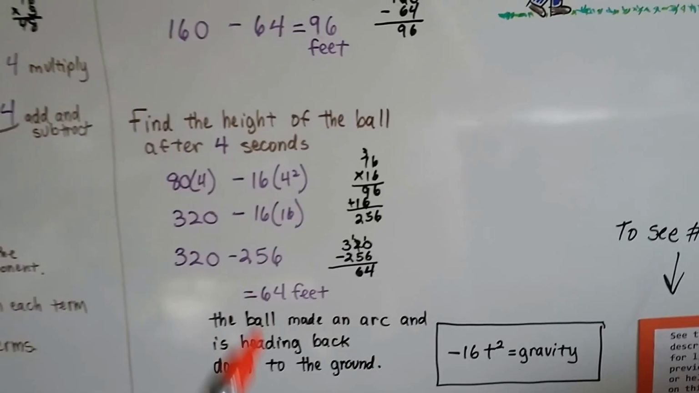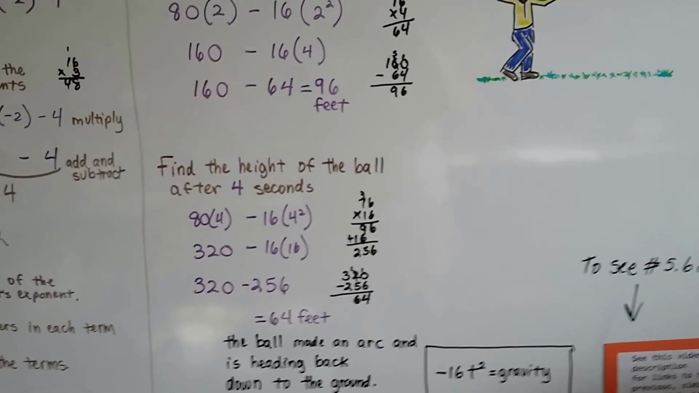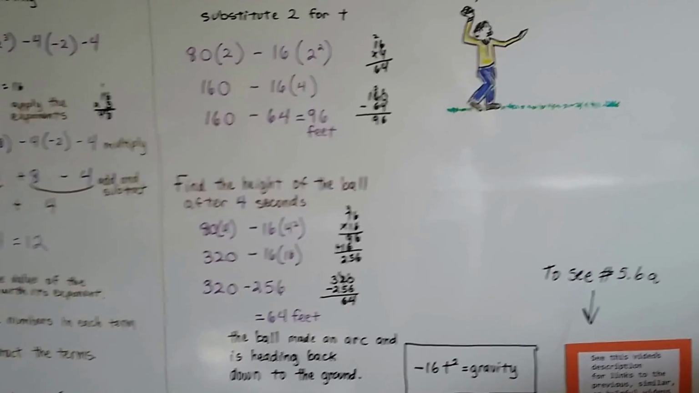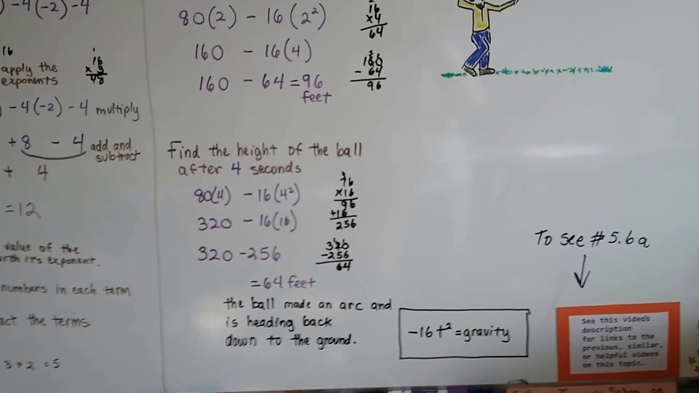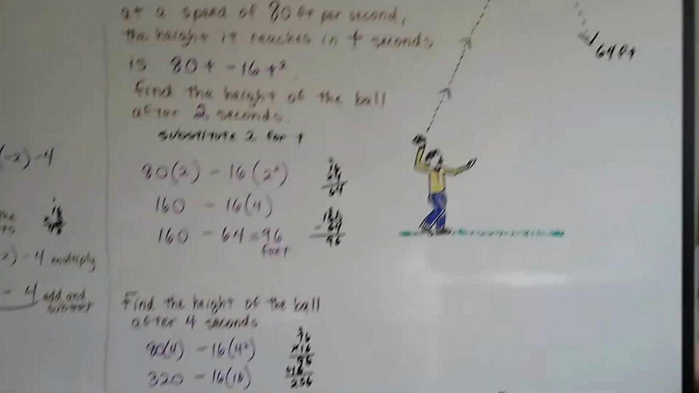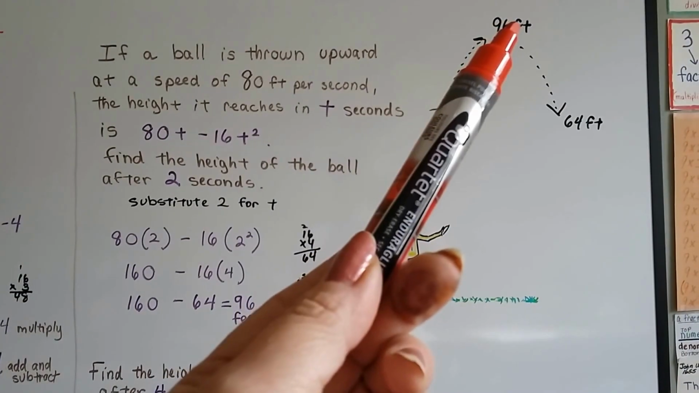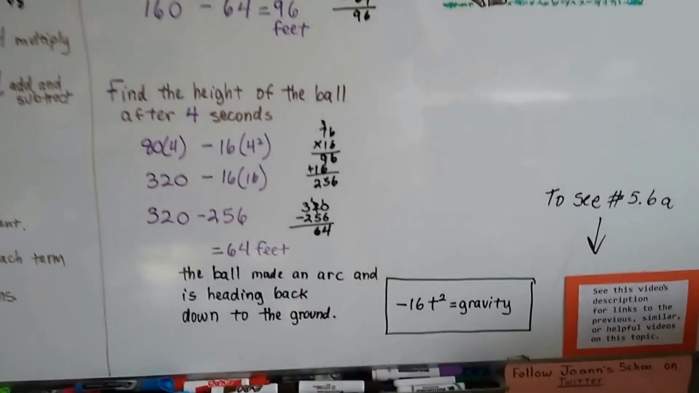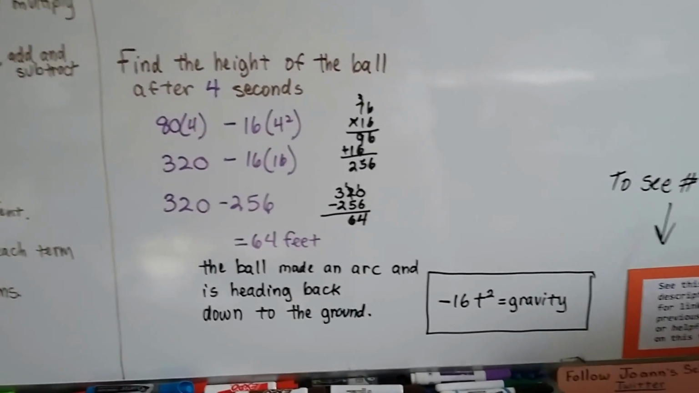Now we went lower, to 64 feet. We went from 2 seconds at 96 feet to 4 seconds at 64 feet. The ball made an arc and is heading back down to the ground. See? At 2 seconds it was here, and at 4 seconds it's coming back down. So it's a smaller number. That's physics. Isn't that kind of cool?